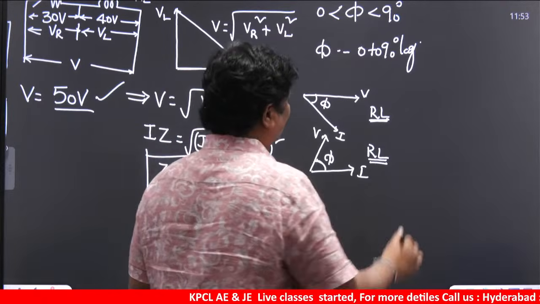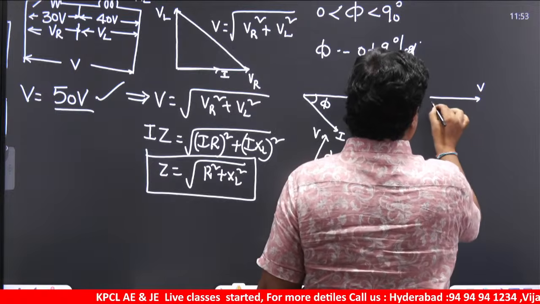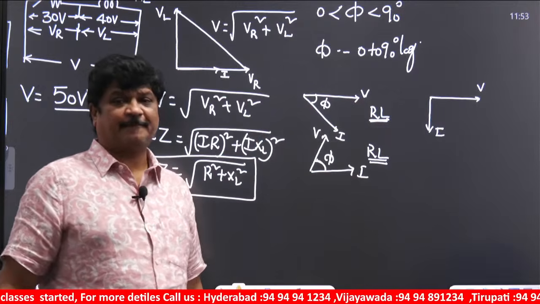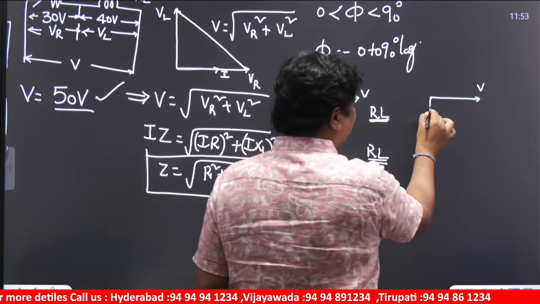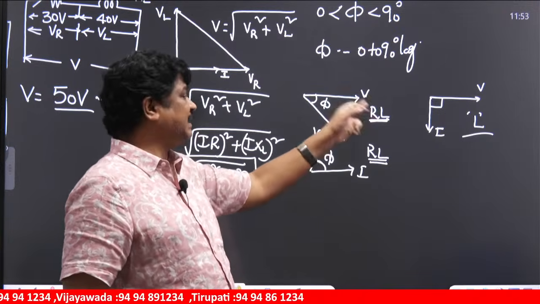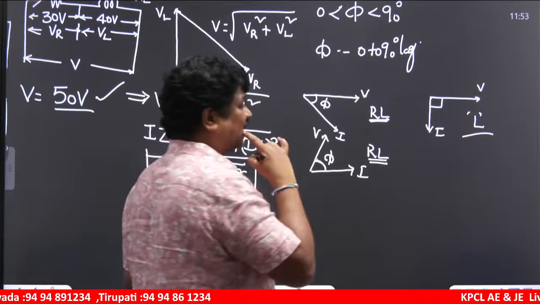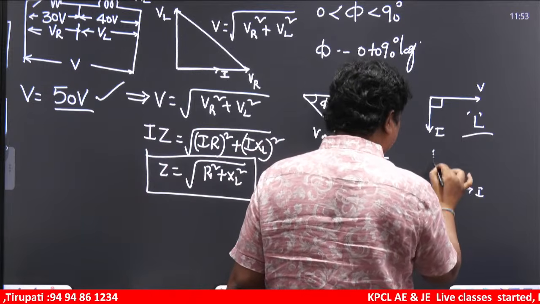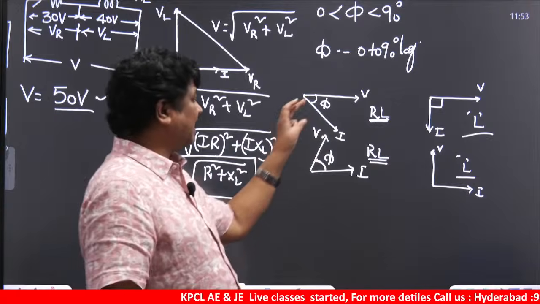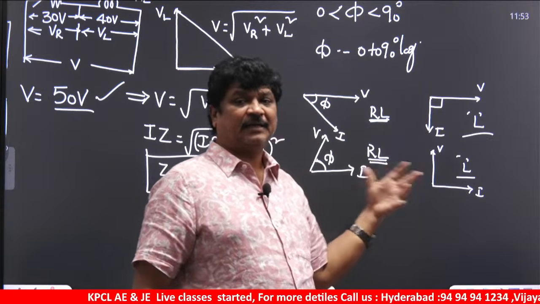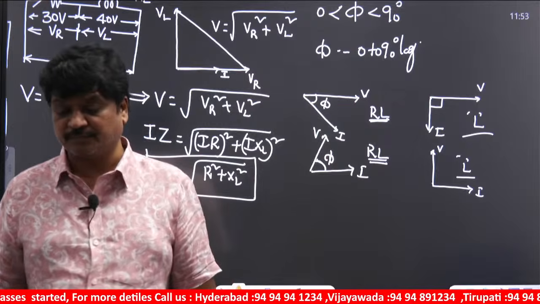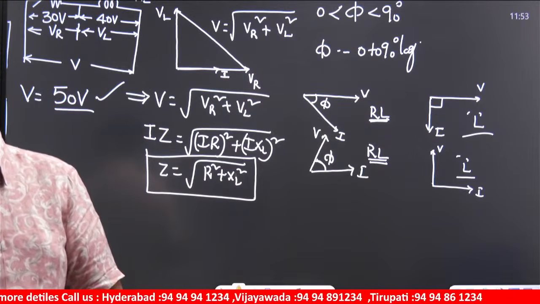Suppose the voltage is here and the current is like this, then what is the circuit? What is the element here? Because of the 90 degrees, it is a pure inductor. Because of less than 90 degrees, it is an RL circuit. Even if the current is here and the voltage is here, this is called an inductive circuit, L. So this is the difference. Here the angle is less than 90, here the angle is 90. That's why we are able to identify whether it is an RL or L circuit. Clear, all of you?